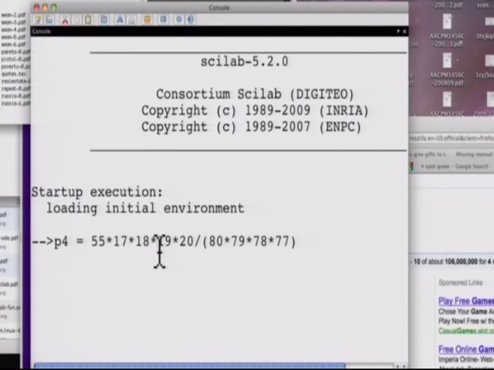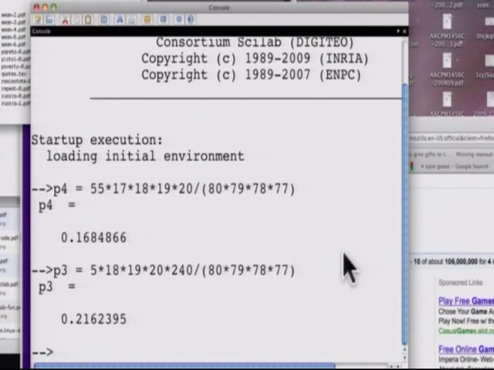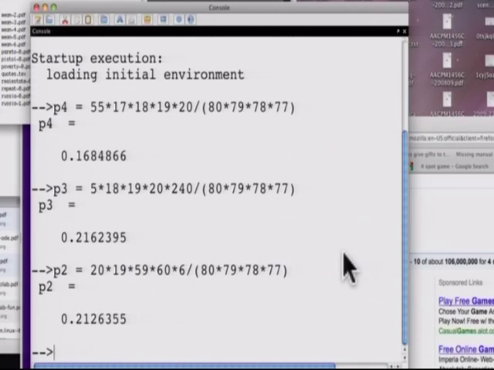When you do this, it says it is 0.1684. So this is the return in cents for a $1 investment. This is P4. Earning through four cards matching. Similarly, P3 you can show to be 0.216, and then next one is P2. The income through three cards matching is the highest.